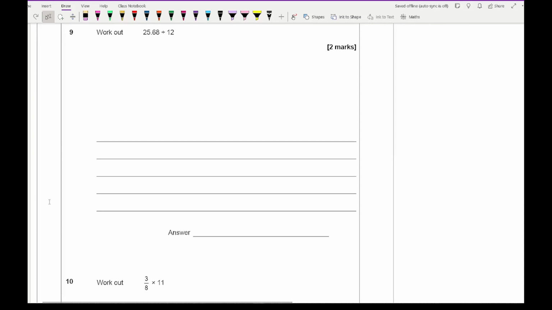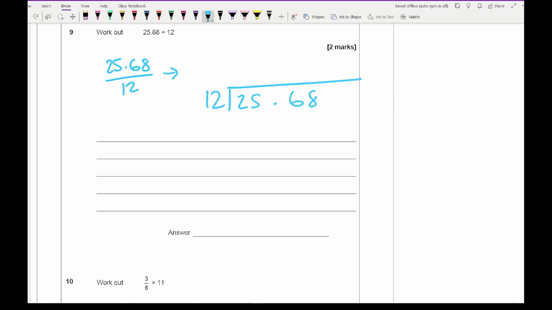Looking at question 9, it says work out, and then we just need to do some division. So we've got 25.8 divided by 12. Convert that into a bus stop. 25.8. Doing some division. How many 12s going into 2? No. How many 12s going into 25? That's going in 2, remainder 1. How many 12s going into 18? And how many 12s going into 60?